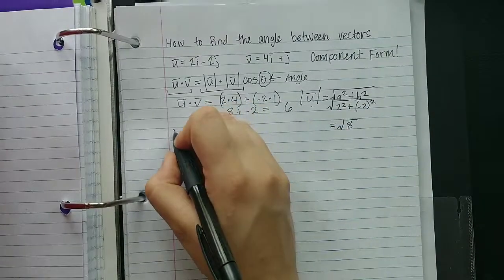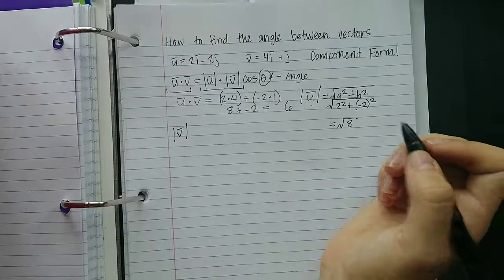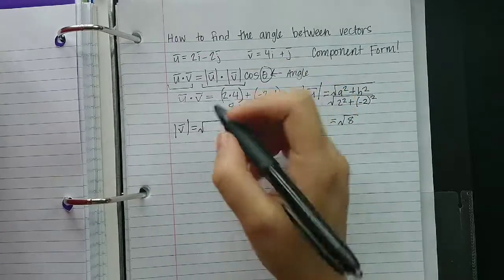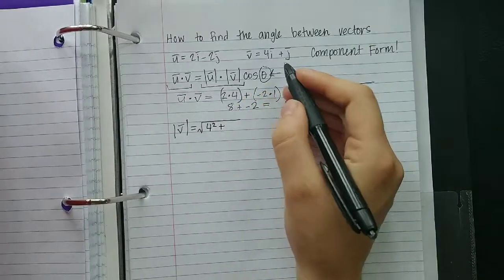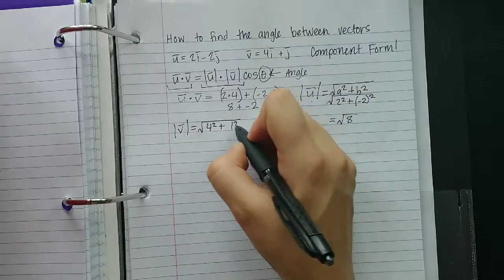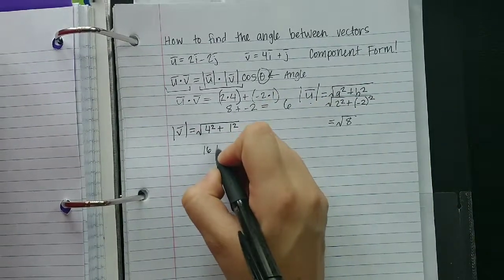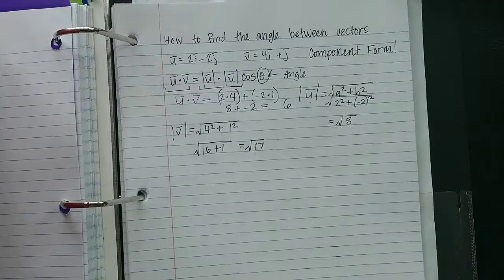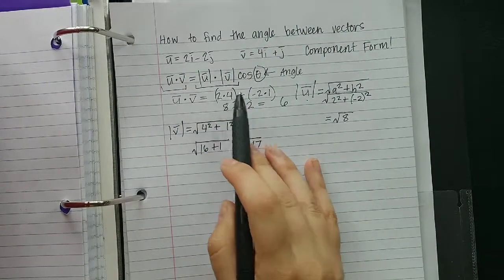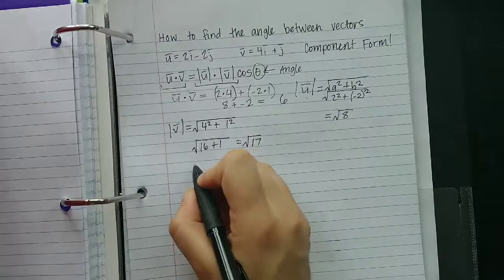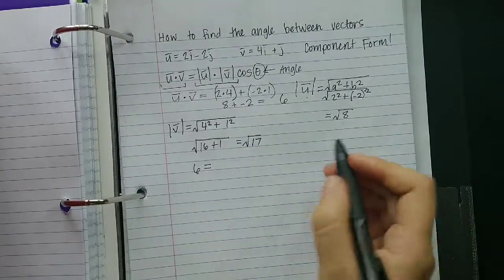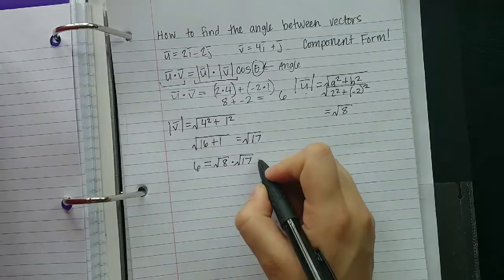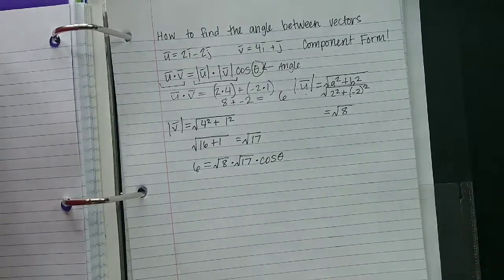Okay. Moving on to the magnitude of v, we're going to use that exact same formula, so we'll just do the square root of 4 squared plus 1 squared. So 4 squared is 16, 1 squared is 1, so our magnitude of v is the square root of 17. Now we have all the parts of our formula that we need to solve for theta. So we'll just plug them in. We have 6 equals the square root of 8 times the square root of 17 times the cosine of theta.